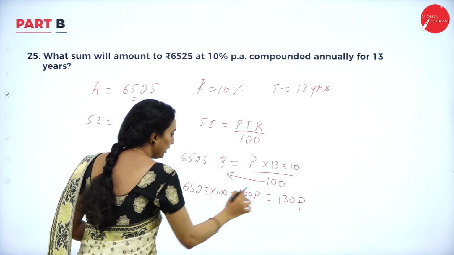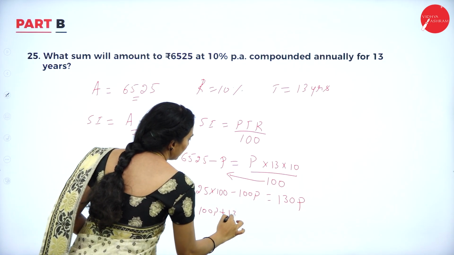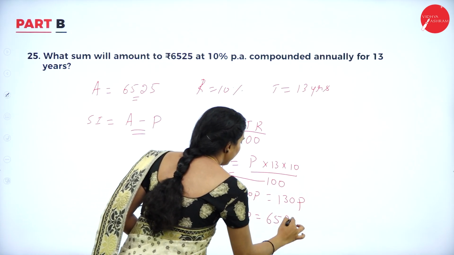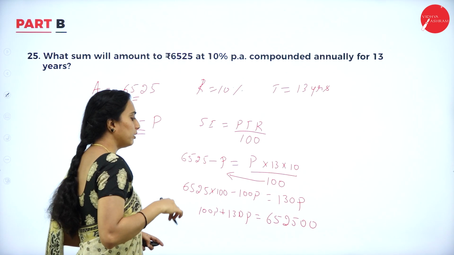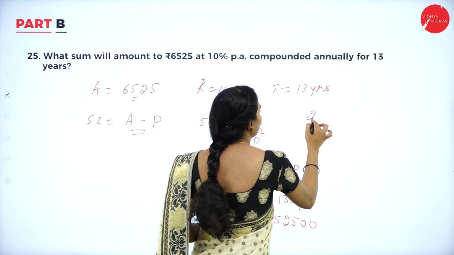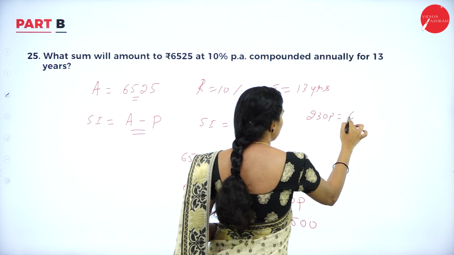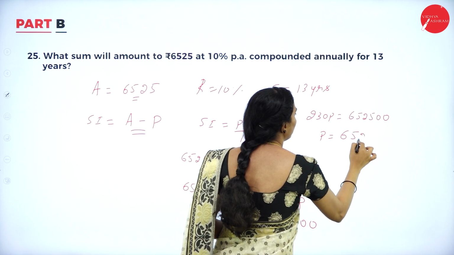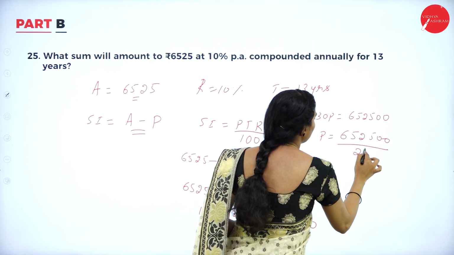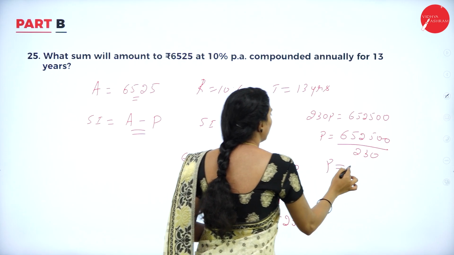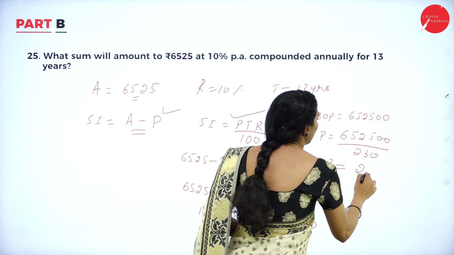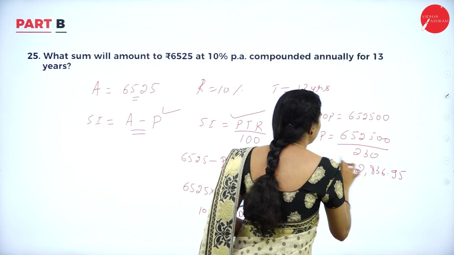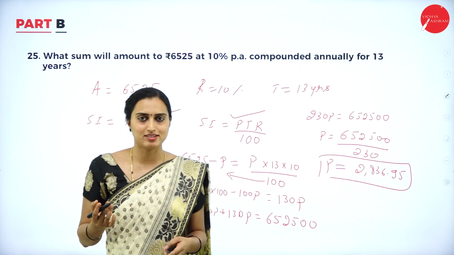So therefore 100P plus 130P is equal to 652500. Correct? Now 100P plus 130P is 230P. So 230P is equal to 652500. Otherwise P will be equal to 652500 divided by 230. Now the answer you are going to get after calculation is 2836.95. 2836.95 is your final answer.